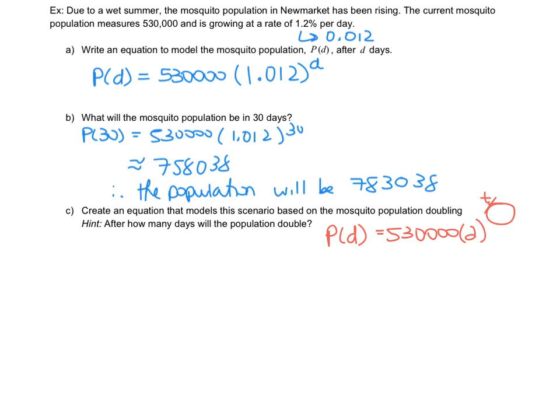So first thing we should do is double 530,000, and when we double it, we get 1,060,000 mosquitoes. Now we can set our equation equal to that, and now we're just going to solve for our number of days. So we're pretty much rewording this right now to: after how many days will the population double? I want you to pause the video here, solve for D, and then we'll put that final equation together when you come back to the video.